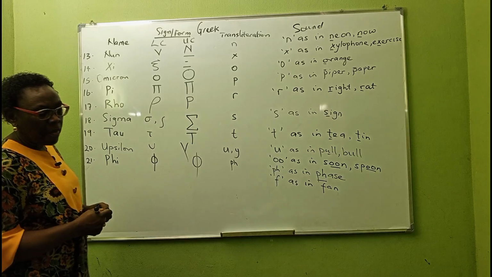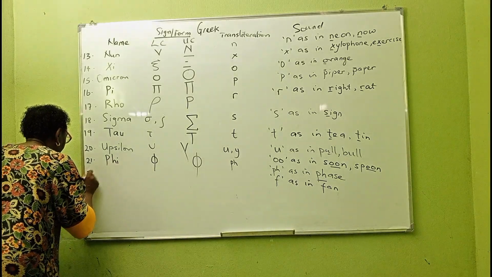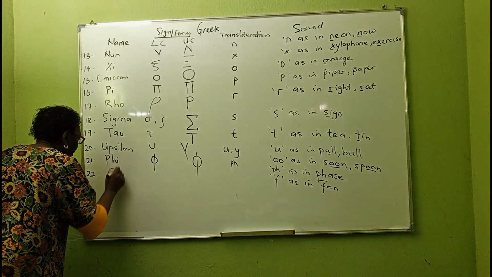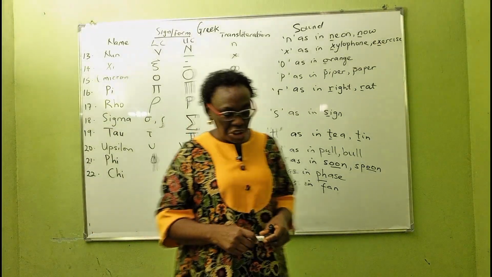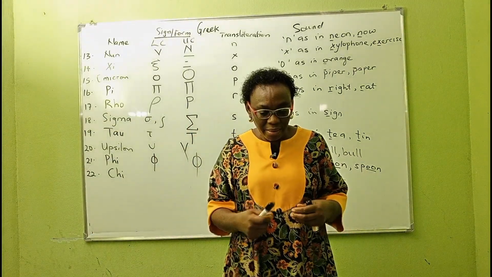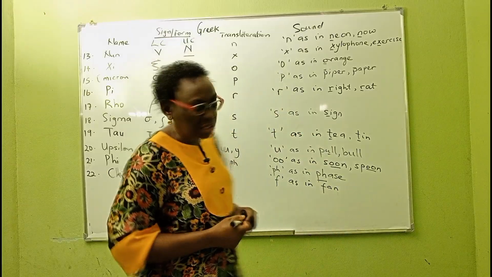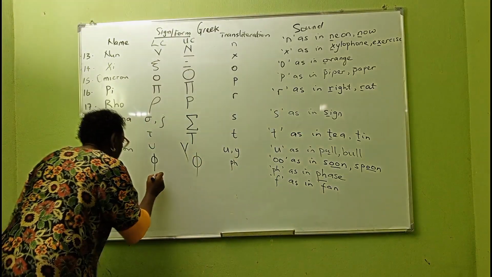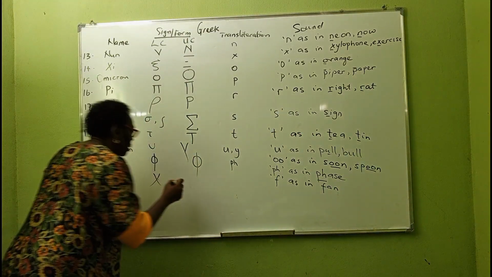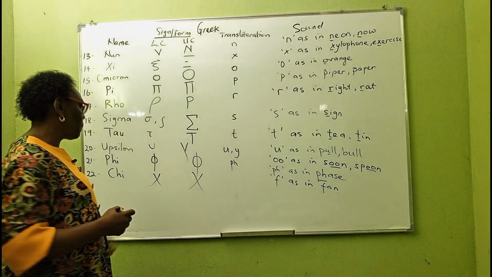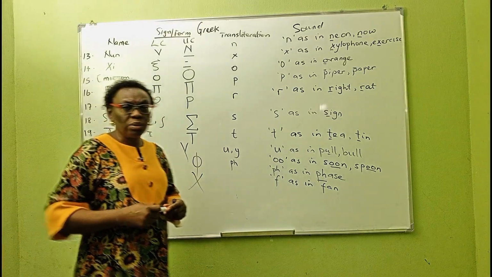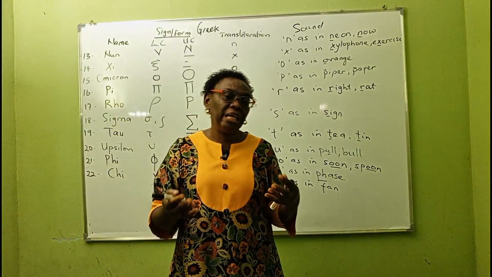After phi, we have chi. Don't call it "he"; take note, it goes this way. It's not X, although it looks like it, and you make this bit bigger. Now, this sound, we don't have an equivalent in English.